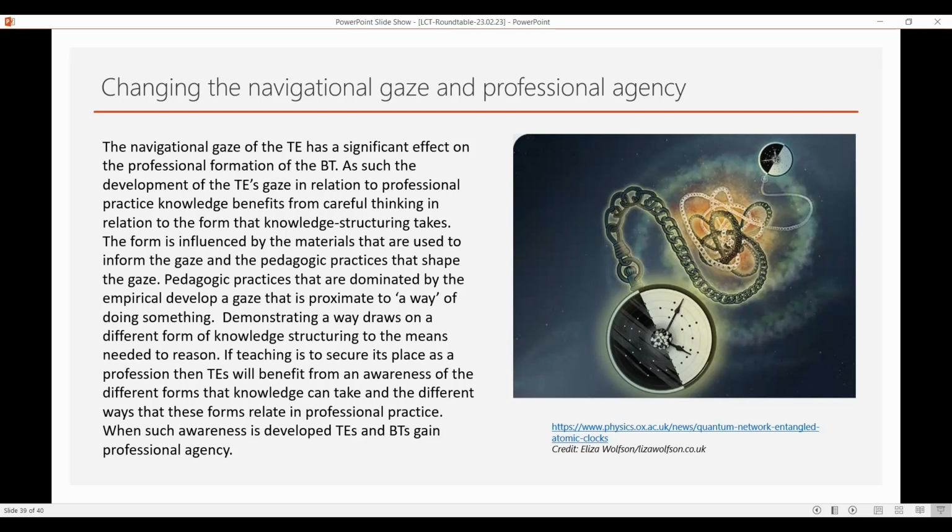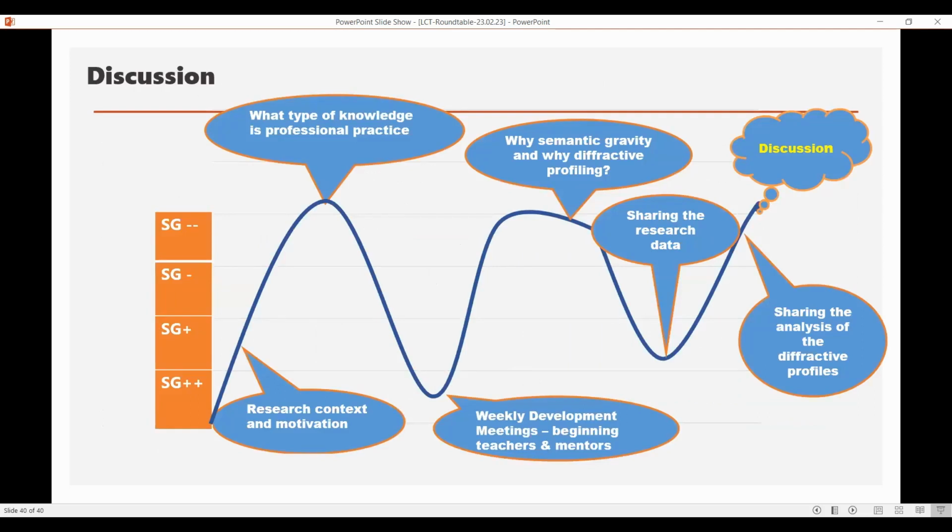And going back to the dialogue that Lee stimulated a few moments ago, if teaching's to secure its place as a profession, then teacher educators need to benefit from an awareness of the different forms that knowledge can take, and the different ways that these forms interrelate, so that we gain or regain professional agency. So to go back where we started, we can then enable teachers to have that epistemic agency, and the theory is that they're therefore more likely to stay in the profession even.